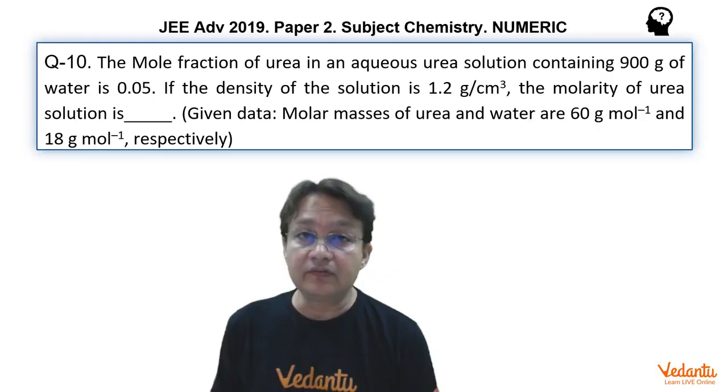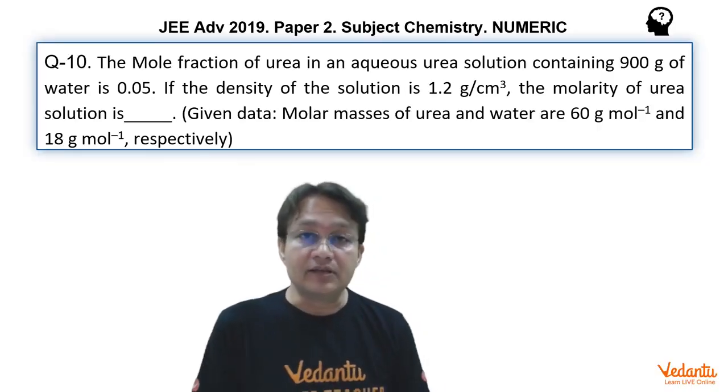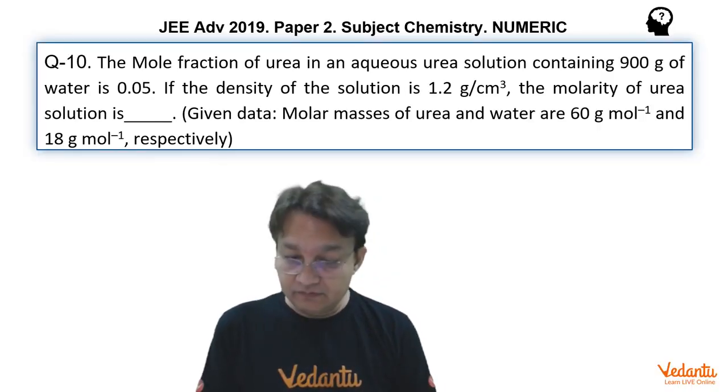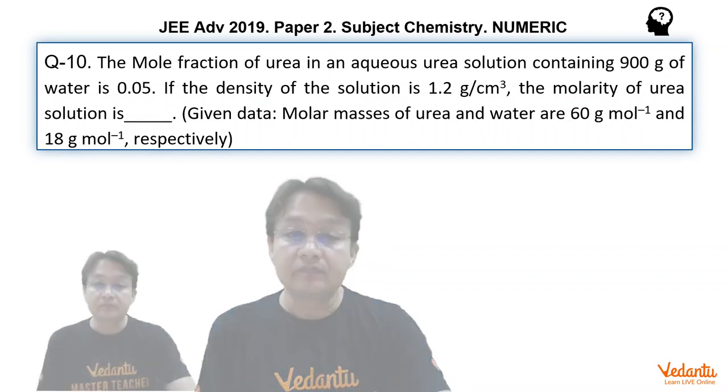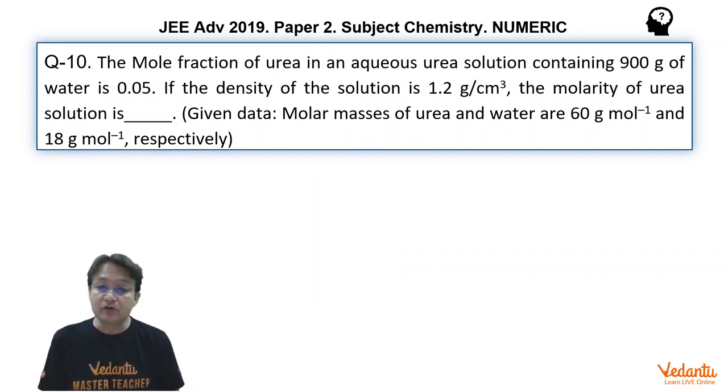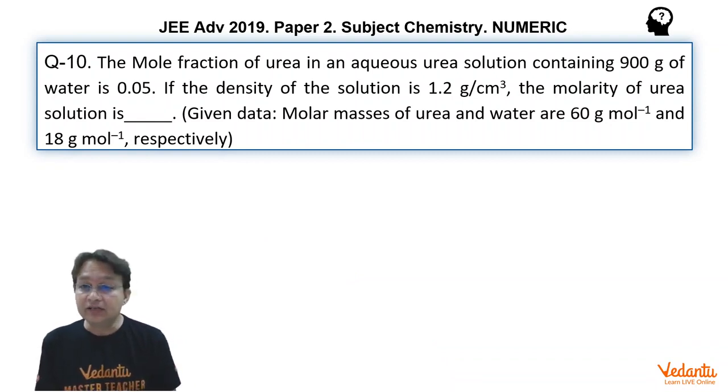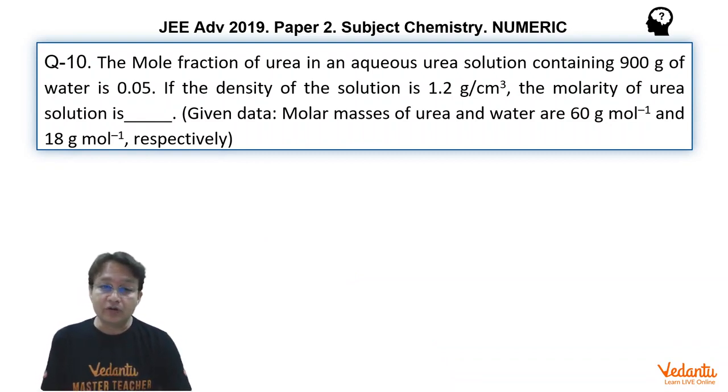Here, the question is related to the mole concept, question number 10. A very simple question. Let's see what is the question and how to solve it. In this question, the mole fraction of urea in a solution containing 900 grams of water is given as 0.05. So that means the mole fraction of water is also given, and the density of the solution is also provided. If the density of the solution is 1.2 grams per cc, the molarity of the urea solution is.